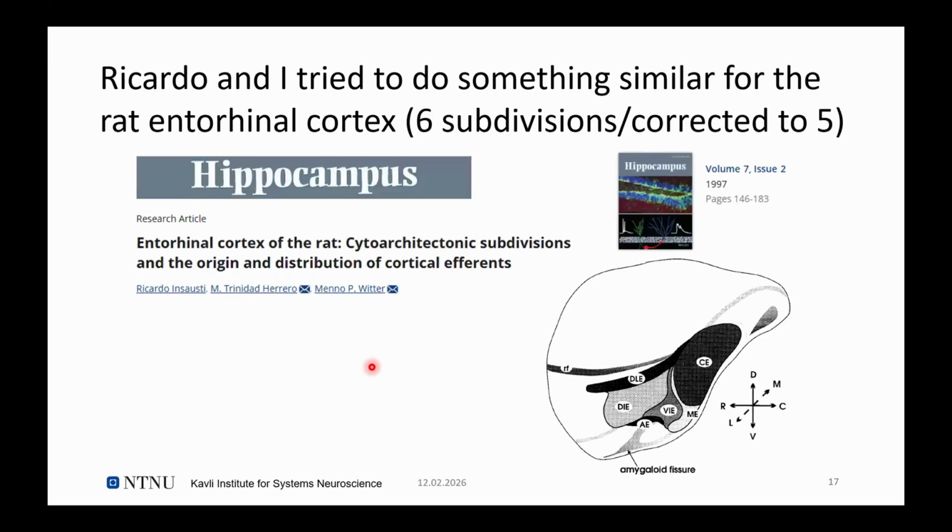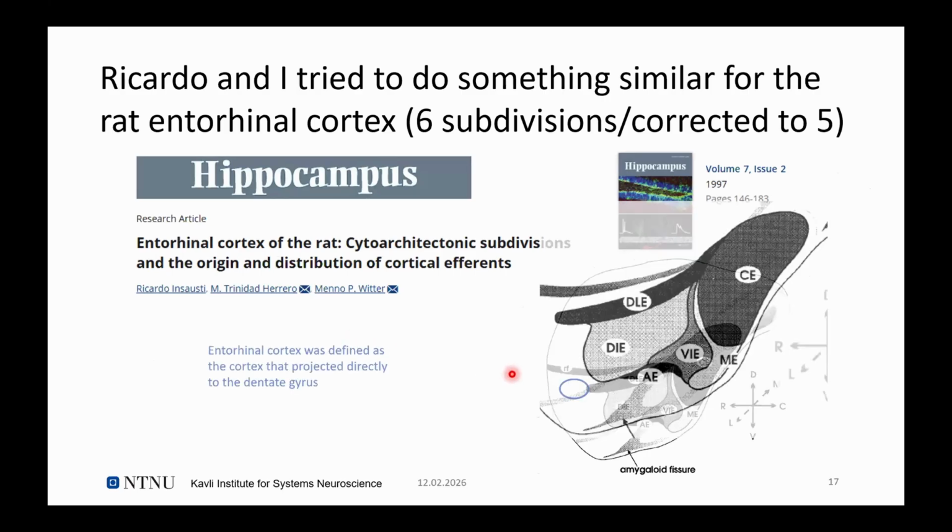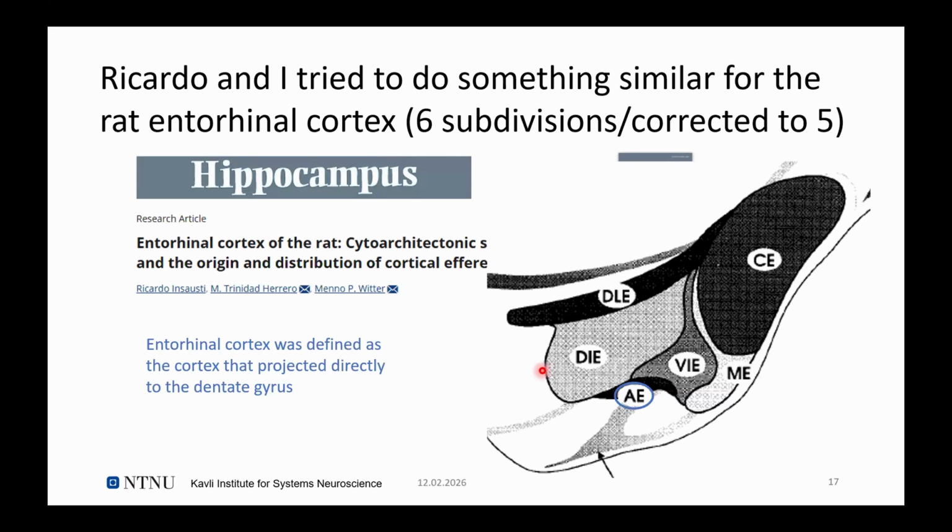And so since Ricardo established this important subdivision in the monkey, he and I agreed to work together and try to see whether a similar, more complicated subdivision would be useful in the rodent. So we published a paper together in 97, and this is a cartoon, and I'll blow up the cartoon a little bit, where we suggested that there were 6 subdivisions in the entorhinal cortex.